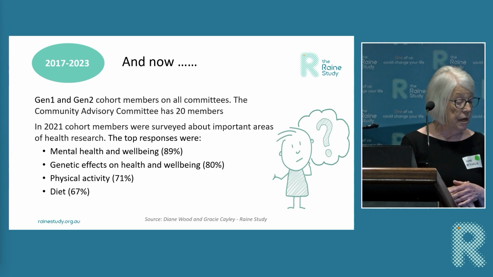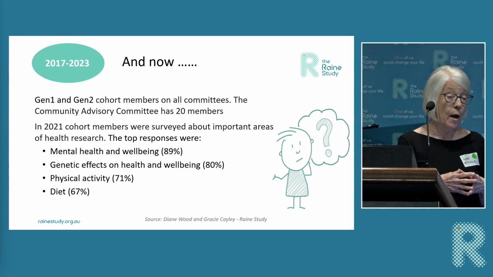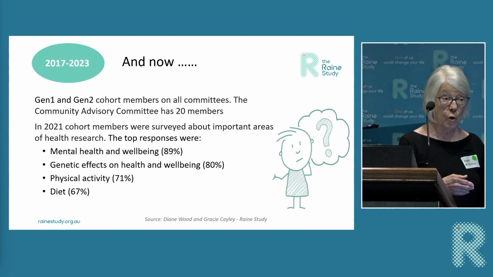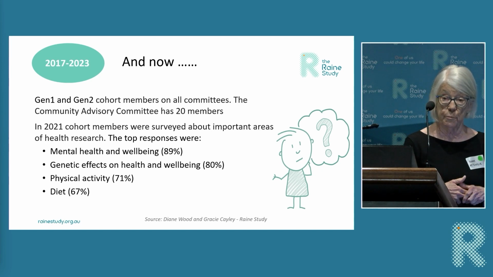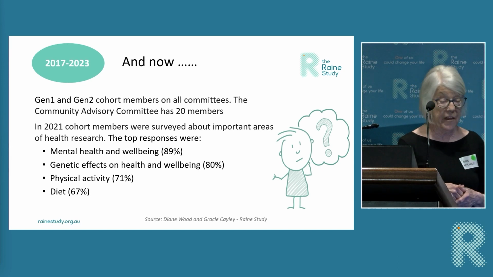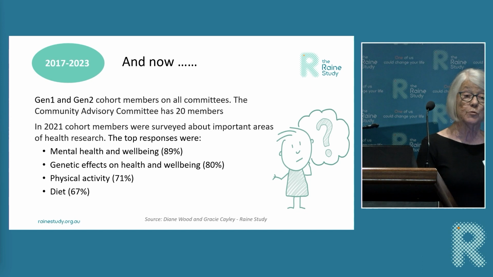In 2021, there was a survey done about what are the most important areas of health research for people, and the top responses were mental health and wellbeing, and genetic effects on health and wellbeing, and we've just heard two presentations about that. Well, actually, physical activity, we've heard about that, and diet. So those things were seen to be really important to the participants and the people who are having a say.